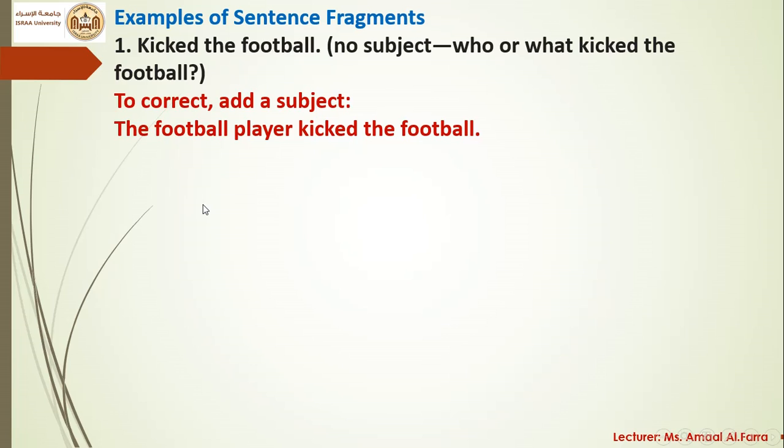Look at examples of sentence fragments. When I say, for example, kick the football. Who kicked the football? We don't know. So no subject in this. These are only just phrases. A group of words without meaning. We know the meaning of kick, the meaning of football, but the full meaning of this is not given. Who or what kicked the football? No subject. To make it correct, we have to add a subject. For example, the football player, this is a subject, kicked the football.